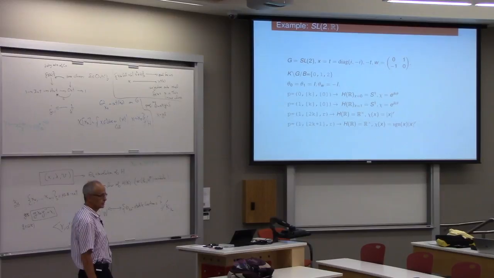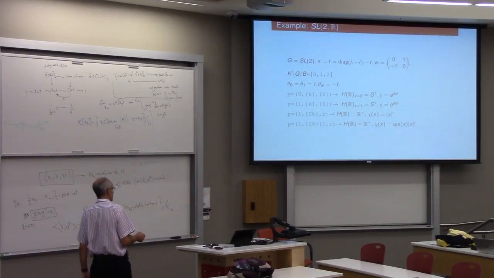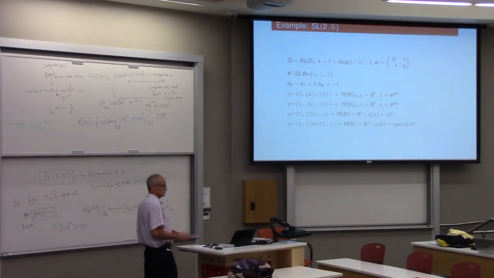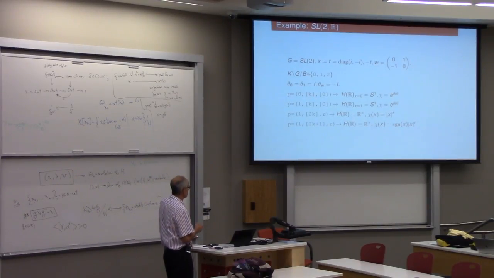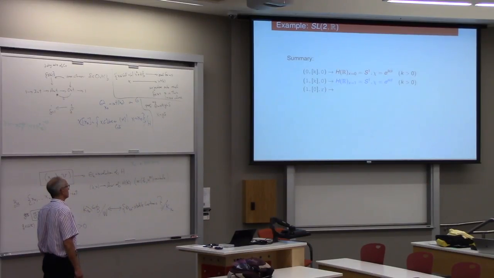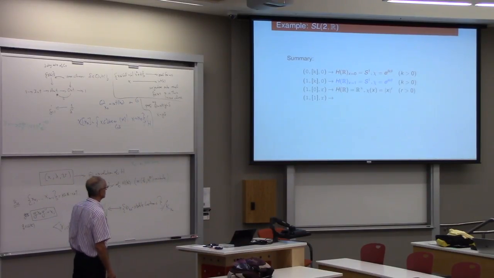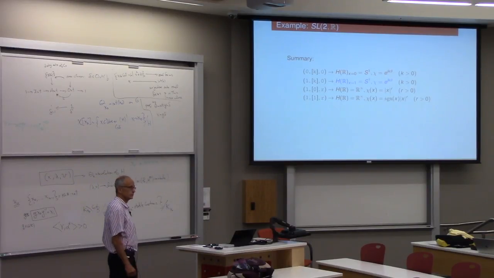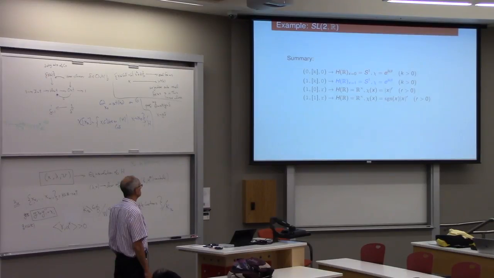rational vector. Yeah, in this case it's an integer, but you're right. So this k is the infinitesimal character, in the case of the discrete series. All right. So here's a summary. Yeah, I'm sorry. So there's some misprints here.